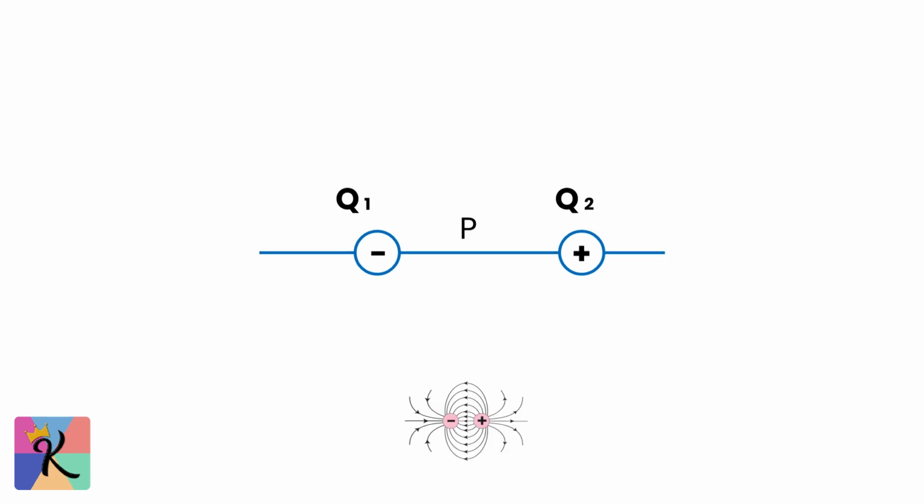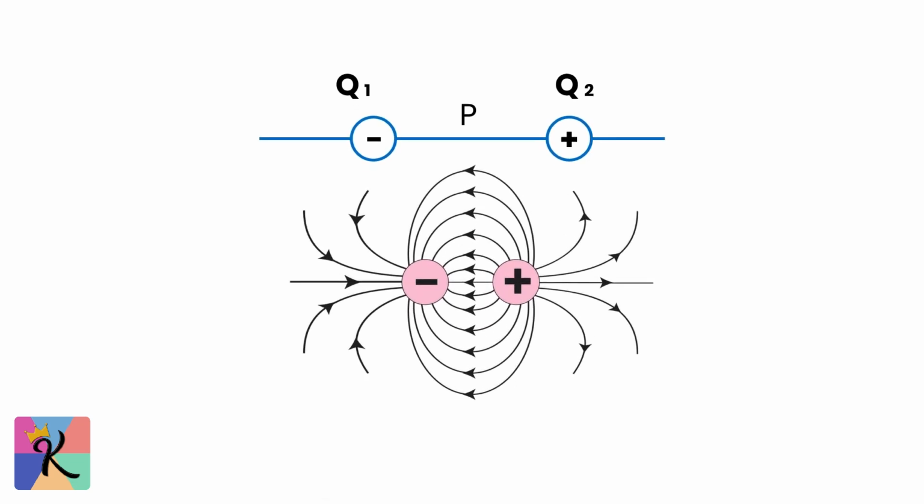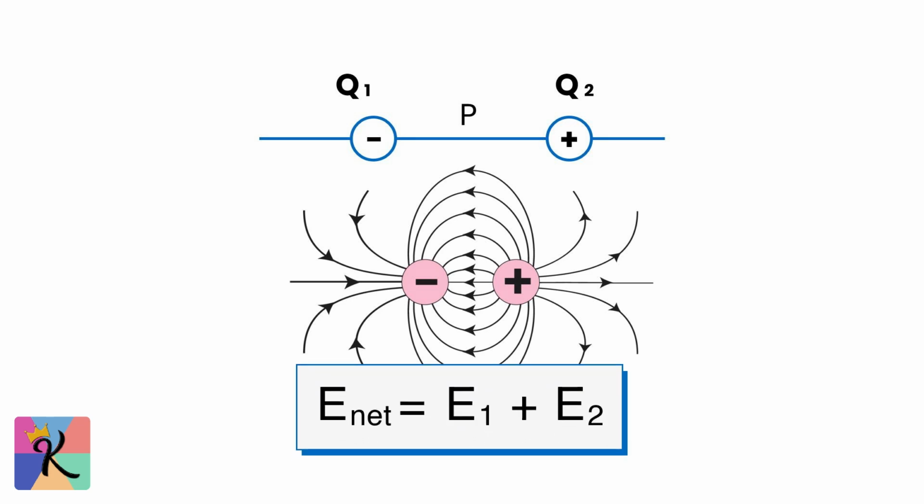Imagine a point P midway between a positive charge plus Q and a negative charge negative Q. The electric field due to plus Q at P points away from plus Q, while the field due to negative Q at P points toward negative Q. By adding these vectors, we find the net field at P. The result is a single vector pointing from plus Q to negative Q, representing the total electric field.